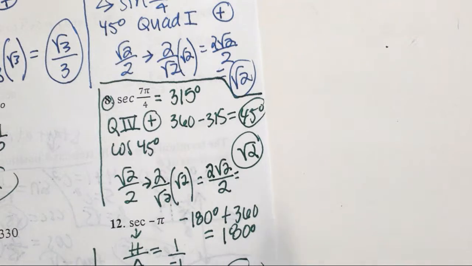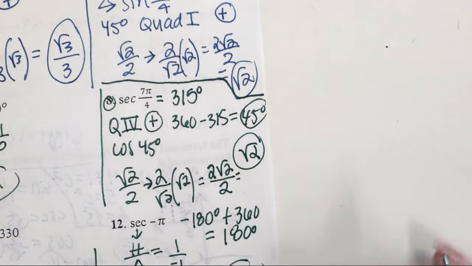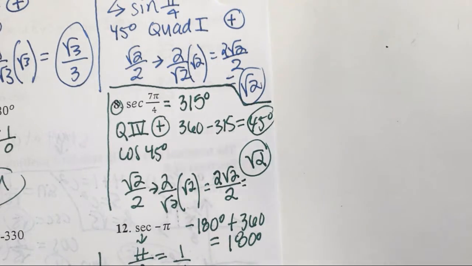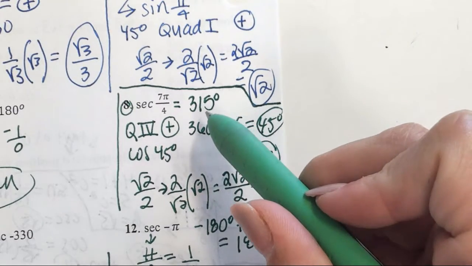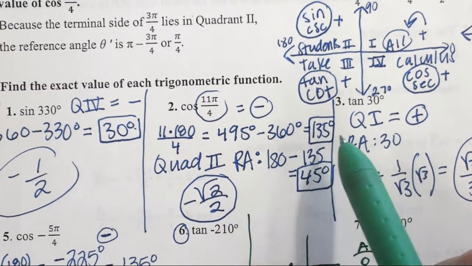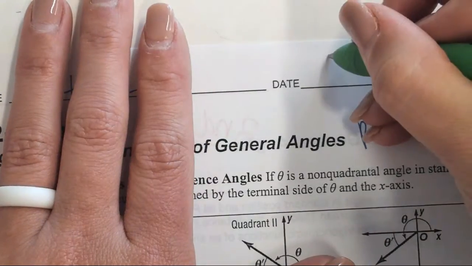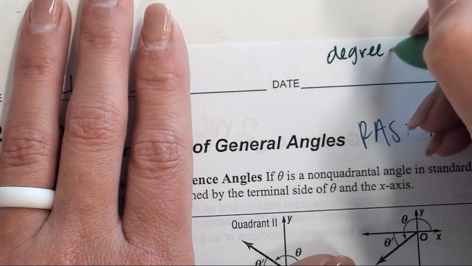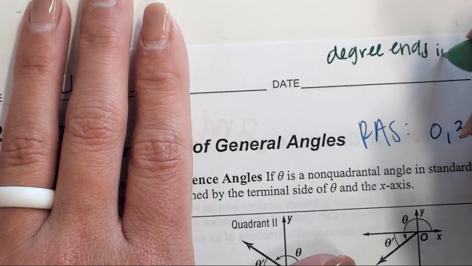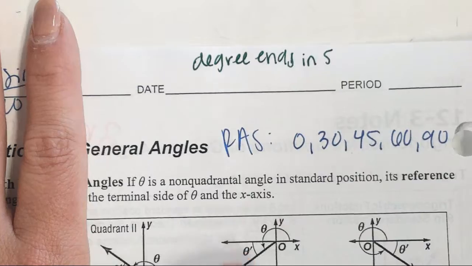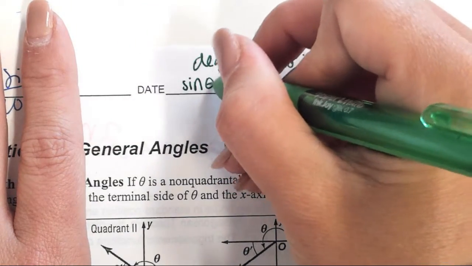Questions on that one? Y'all want me to tell you a pattern? There's a ton of patterns on the unit circle, and once y'all memorize it next week, y'all will have these down pat. But anytime the degree ends in a 5, like 315 or 225 or 135, there's a pattern with the values. And here's the pattern. You can put this up here. Degree ends in 5. If it ends in 5, your sine and cosine value is going to be the same. Do y'all know what it's going to be?